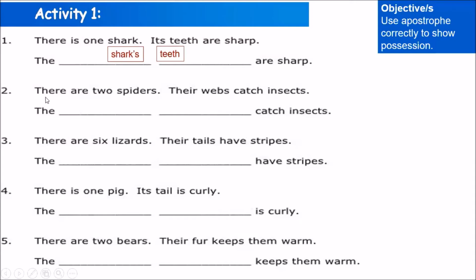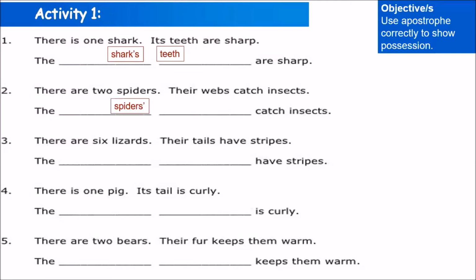Next, number 2. Here, there are 2 spiders. So we have more than one spider. Since this word already ends in S, we don't need to write apostrophe S. We simply add apostrophe at the end of the word. So again, we start with the owner, the spiders.